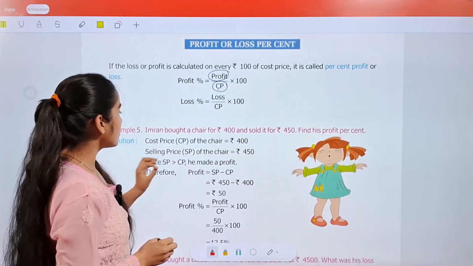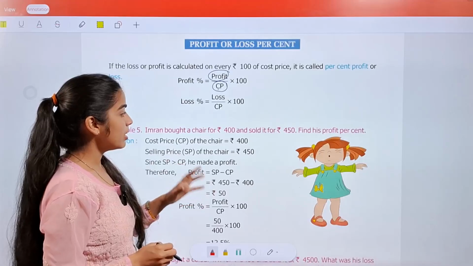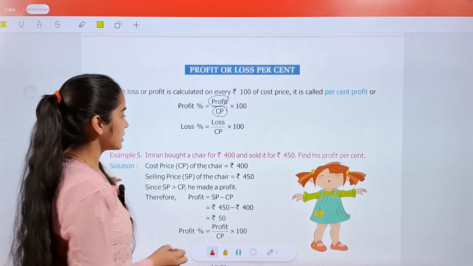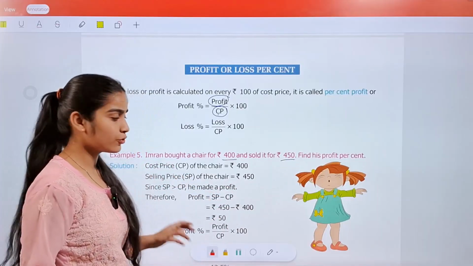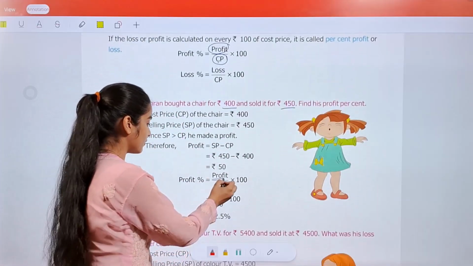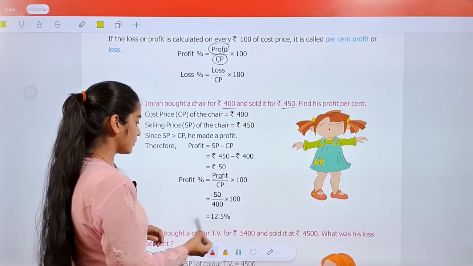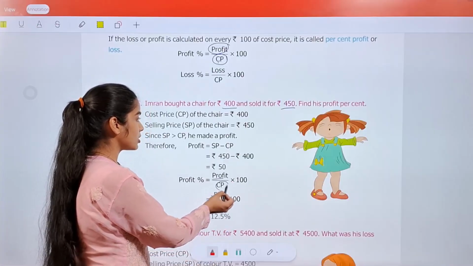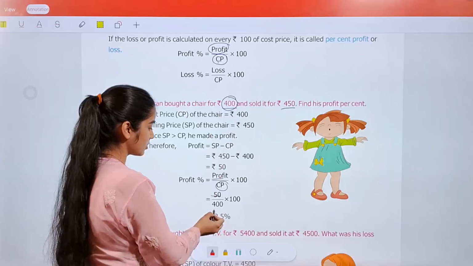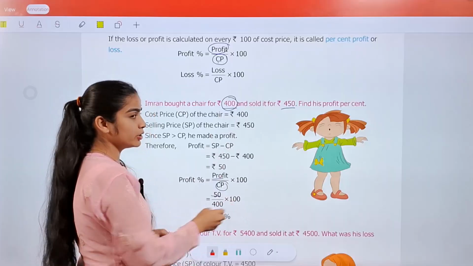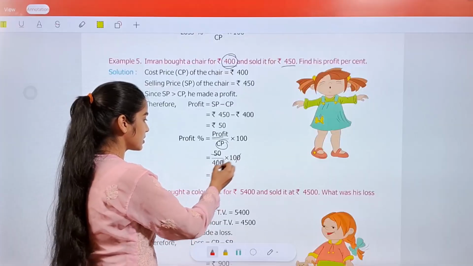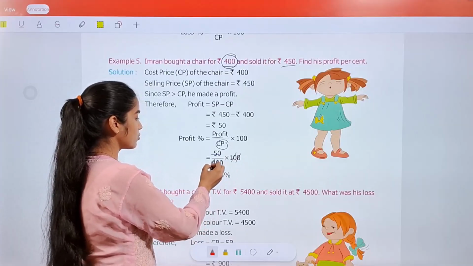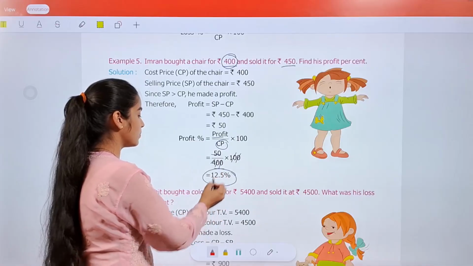Now Imran bought a chair for 400 and sold it for 450. Find his profit percentage. So the profit is 50 rupees. We write the profit, 50, above the fraction bar as a numerator. The cost price is 400. Multiply by 100 to convert it into a percentage. Zero cancels out zero, zero cancels out zero. When you divide 50 by 4, the answer is 12.5%.